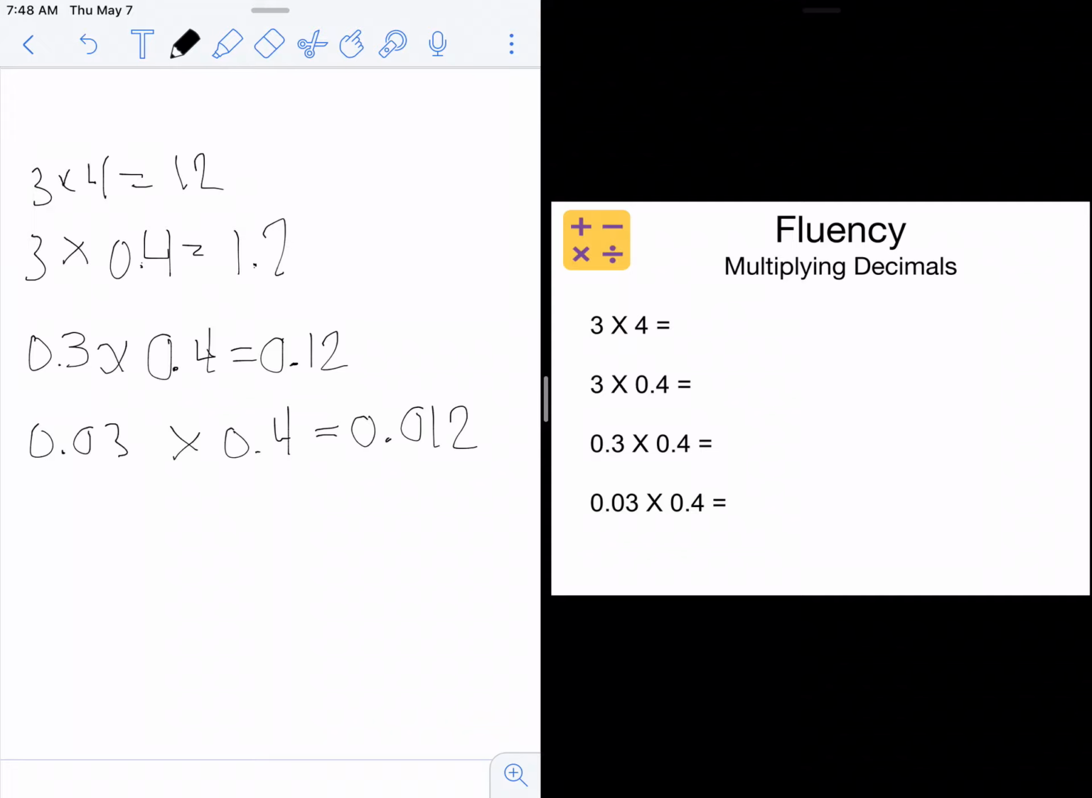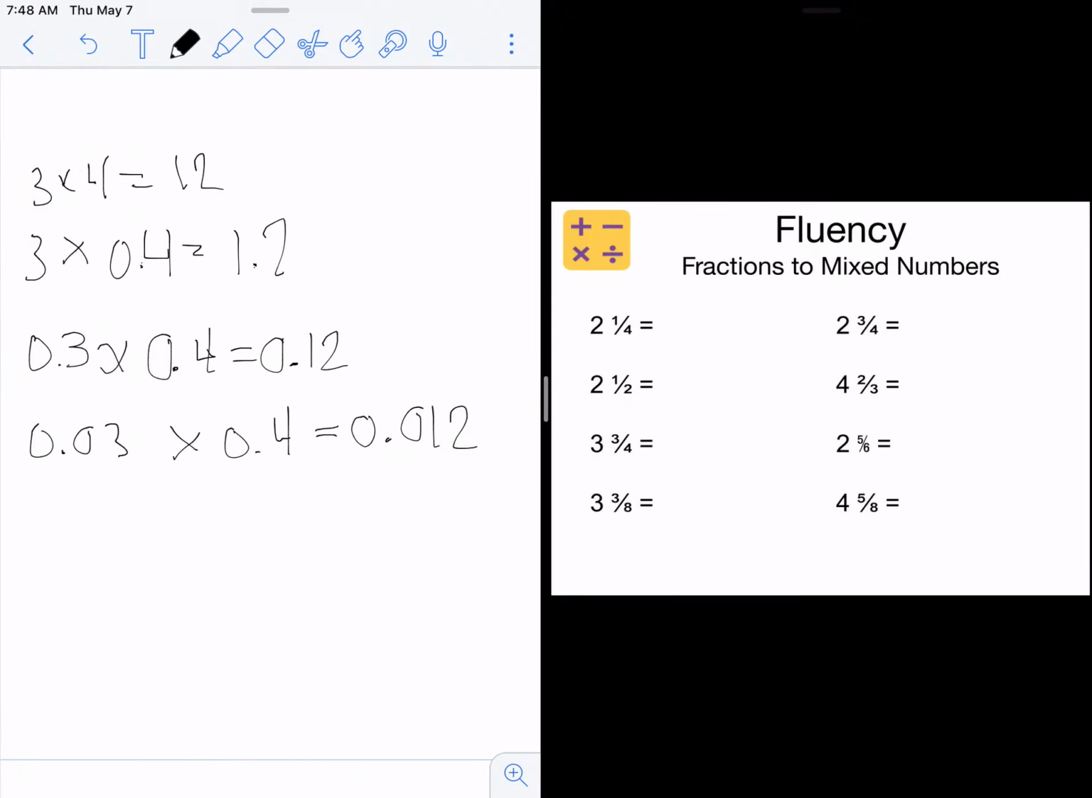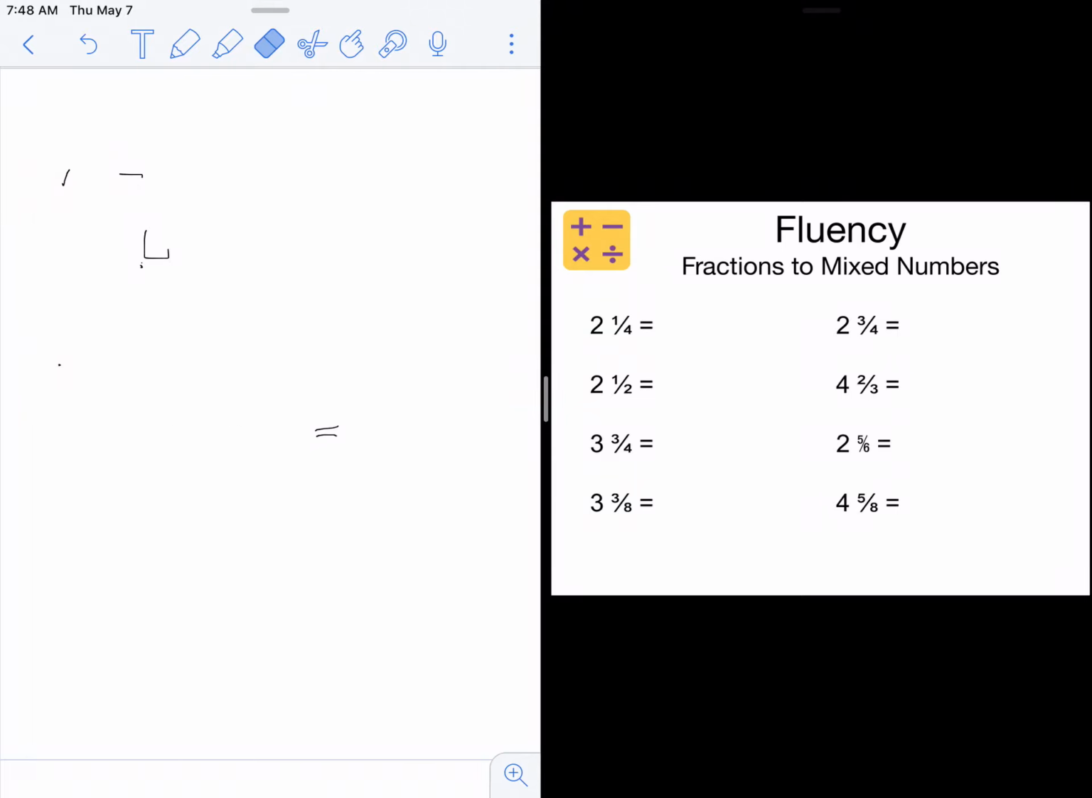Do you guys see patterns from the last answers? Yes, we should. We should see the same patterns. And then we have one more for you to do. Oh, fractions to mixed numbers. So this fluency, what you're going to do is take these fractions and turn them into mixed numbers. This will just help you with the lesson today.